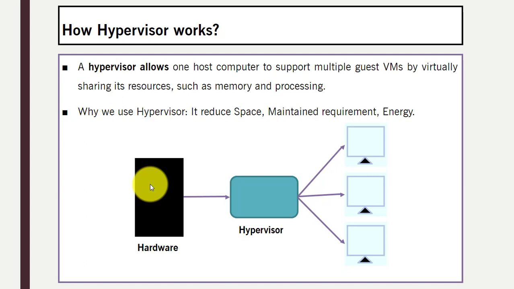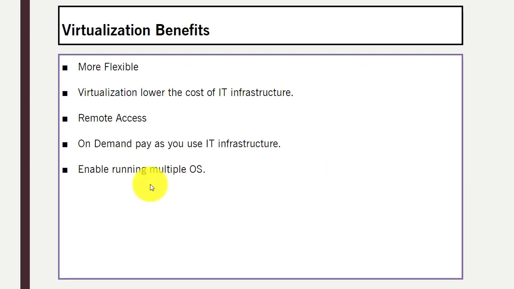So why do we use a hypervisor? Because it reduces space and energy. So we have the benefit of virtualization, that is its flexibility. We can access it remotely, and we can run multiple operating systems on one machine, and it lowers the cost of IT infrastructure, and you can use the different services according to your demand. You can pay and use.